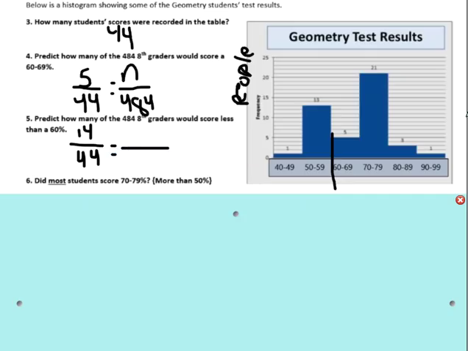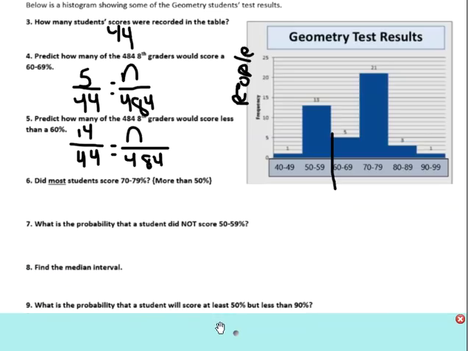Then we're going to do the total. So we have 484 eighth graders, and we want to know how many of the 484 are scoring less than 60%. Again, you could use an X. I just am using an N, but go ahead and cross multiply for that one as well. All right, moving right along.